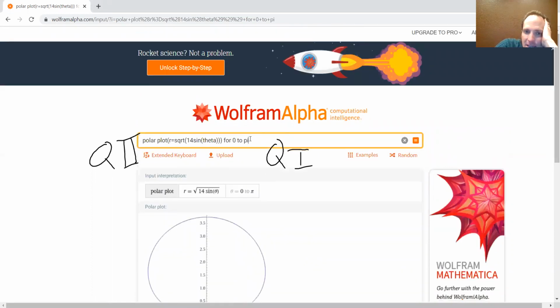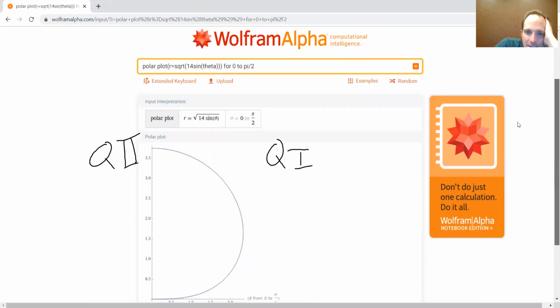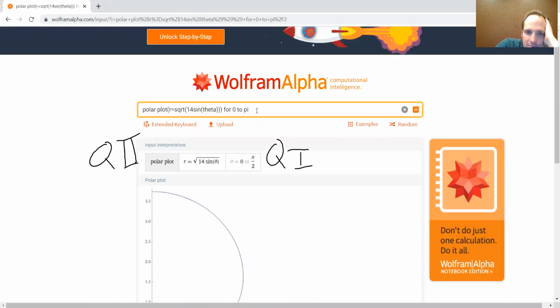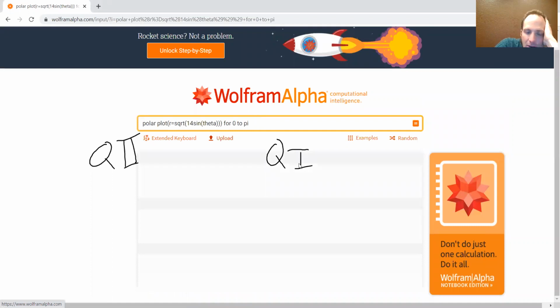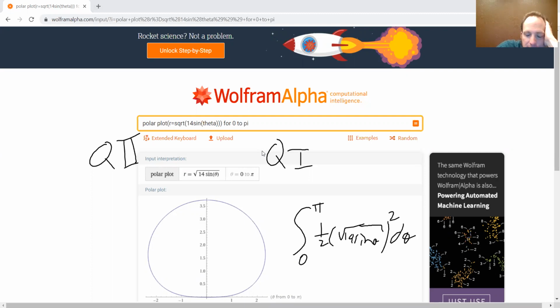I can test myself and say, oh, maybe it's actually only pi over 2. Like maybe I've gone too far. And you can graph this thing and look, and oh yeah, no, it needs to be farther. It needs to be all the way out to pi. And so that's where we end up going. So I need to integrate this curve from 0 to pi. And the thing I'm integrating is going to be 1/2 f of theta, the square root of 14 sine theta, squared d theta.